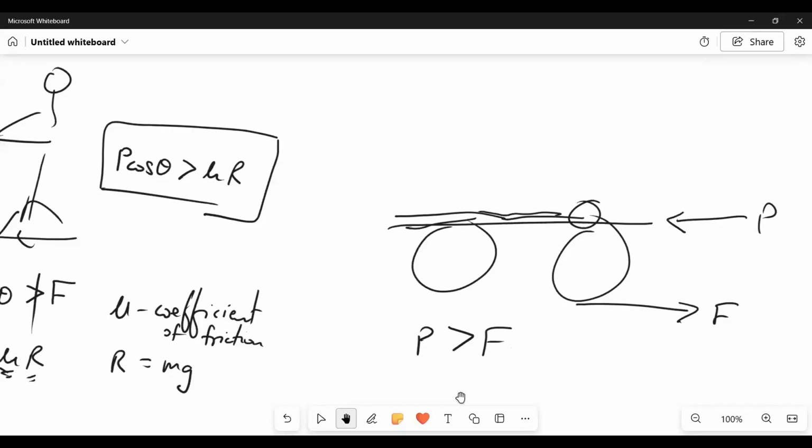Give me a second. I want to switch on this light here. One second.